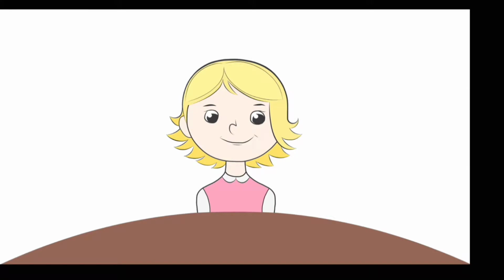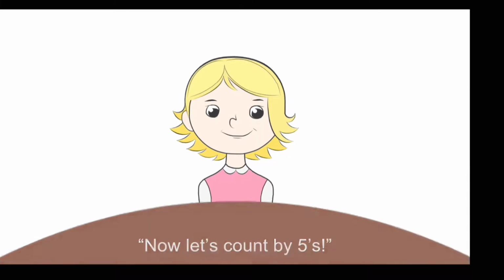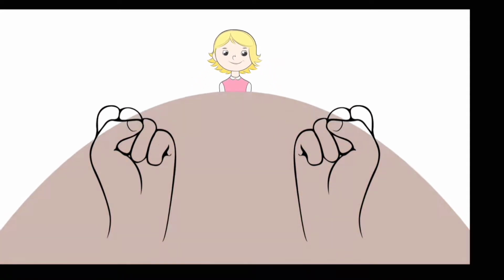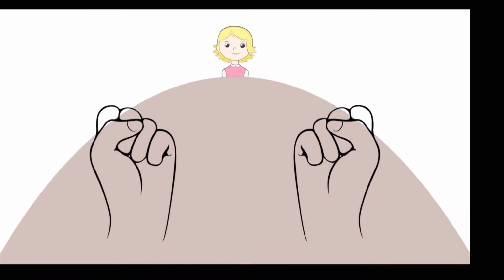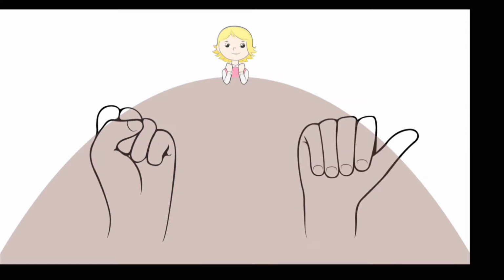Face your child and say, now let's count by 5s. Put up both of your hands like balls with the backs of your hands facing outward and have your child mirror you. Remember to start with your thumb on the right, which means they are starting with their thumb on their left. Say the numbers loud and clear as you work your way up.